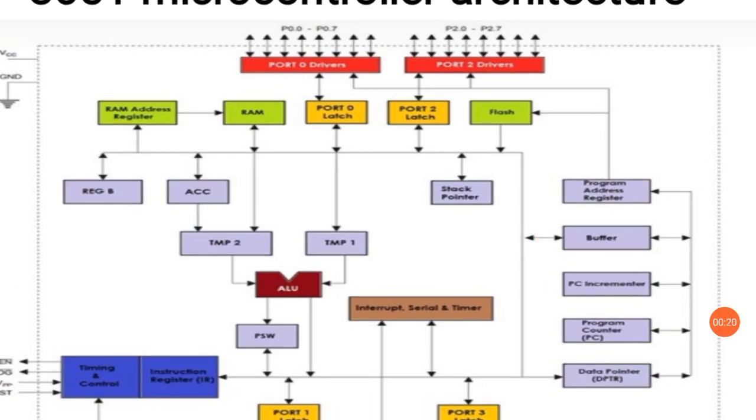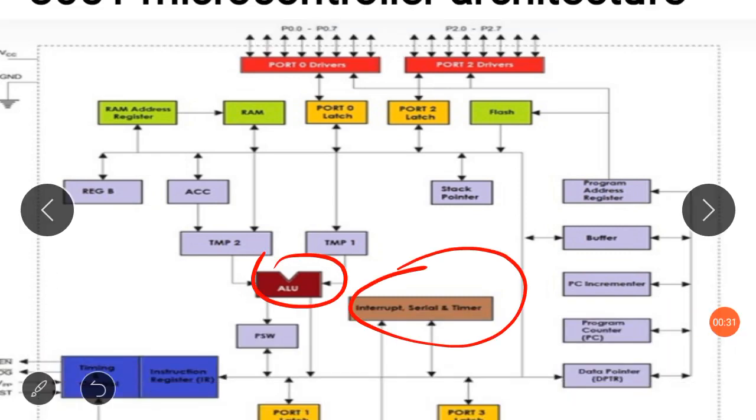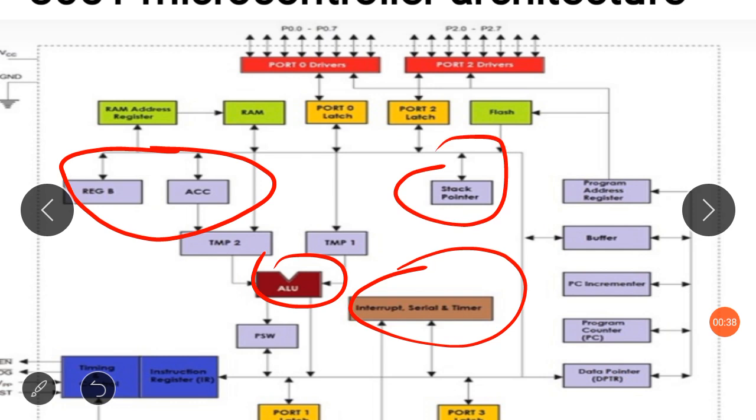In this architecture you can see there are various registers. We have the arithmetic and logic unit, and the interrupt, serial and timer control blocks. We have various registers like accumulator, register B, stack pointer, program counter, etc. One by one we'll be discussing each and every block. First I'll start with the special function registers of the 8051 microcontroller.